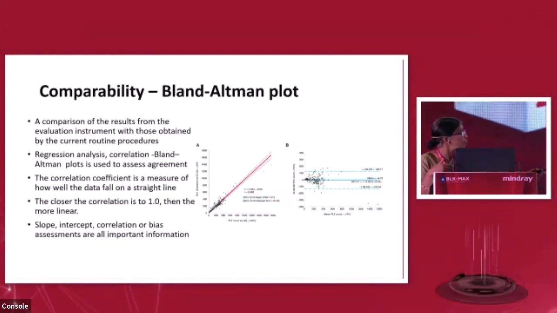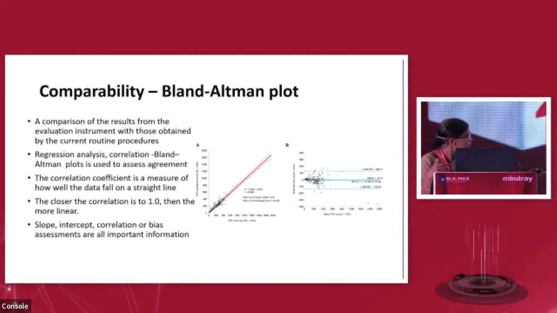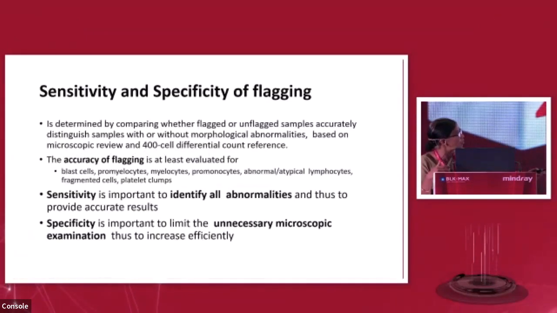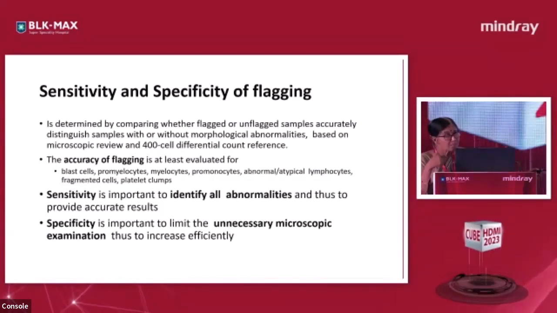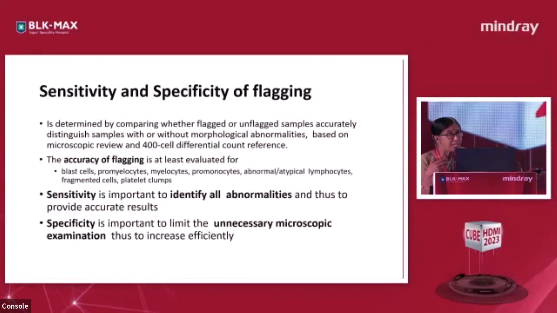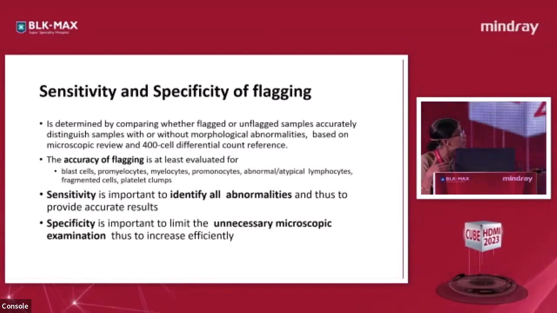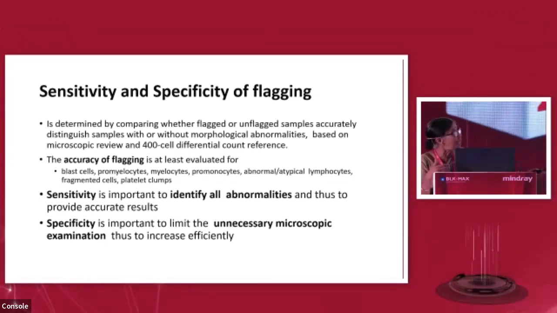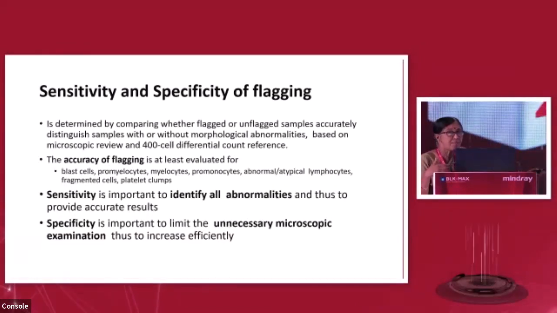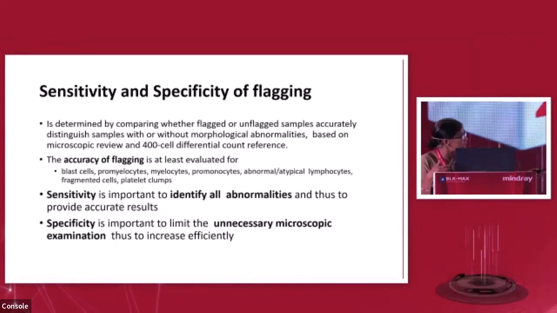The closer the correlation, the more linear is the agreement. The slope, the intercept, and the bias assessments are all additional useful information that we look to. So as was heard in the previous talk, it's important to look at the sensitivity and specificity of the flagging. This is determined by comparing whether the flagged or unflagged samples accurately distinguish samples with and without morphological abnormalities, based of course on morphological review.